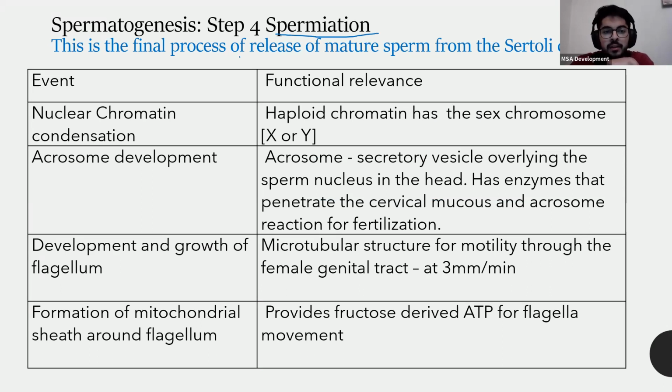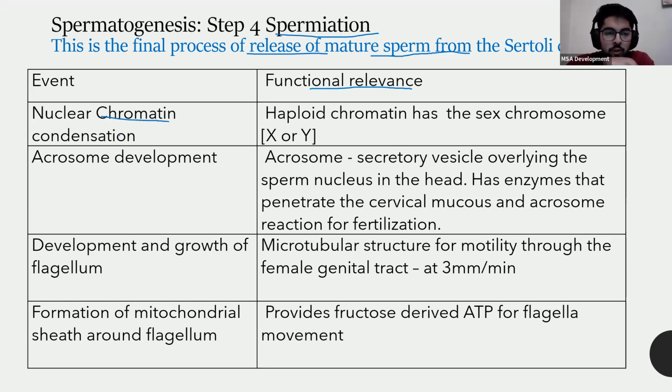Spermiation is basically the release of these mature sperms from between the Sertoli cells into the seminiferous tubules. This table here includes multiple events that happen during spermiogenesis, right? And this is some of their functional events. I've already discussed them, but I will go over them quickly again.